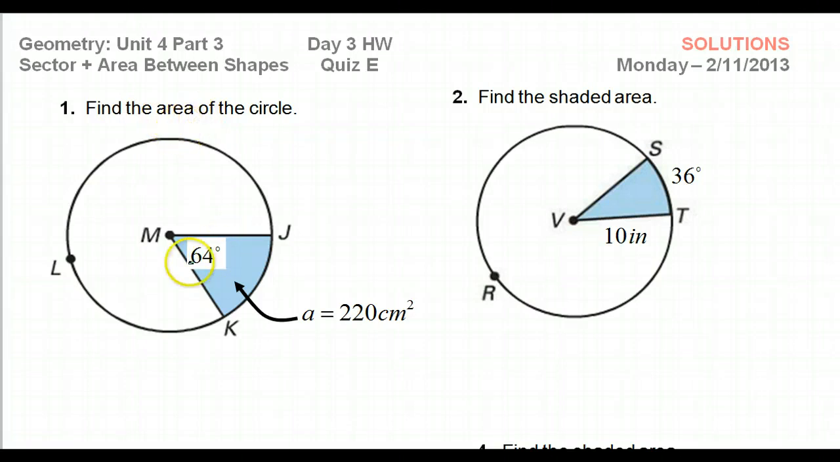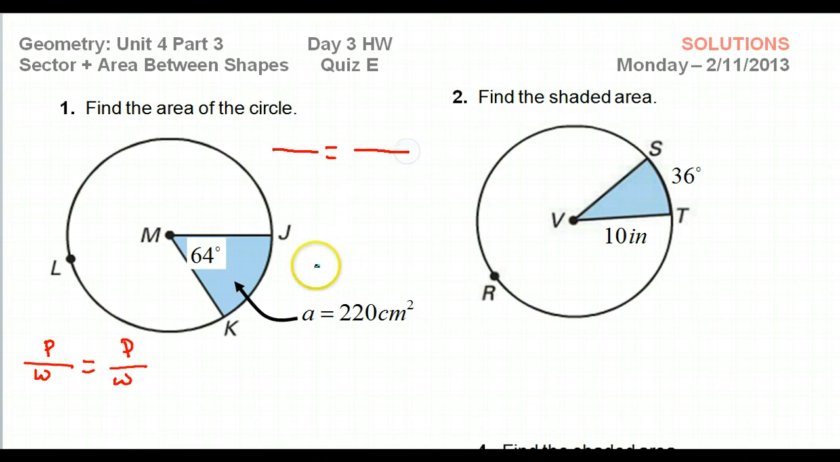For this particular problem, we are given the area of this sector, this little pizza slice right here. Anytime we are dealing with the area of a sector, our strategy is going to be part over whole equals part over whole. So let us begin to set that up. On the right-hand side, we are always going to do degrees. So the partial degrees are 64 out of a total of 360 degrees for the whole circle.